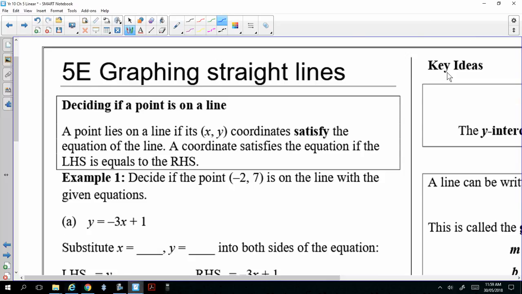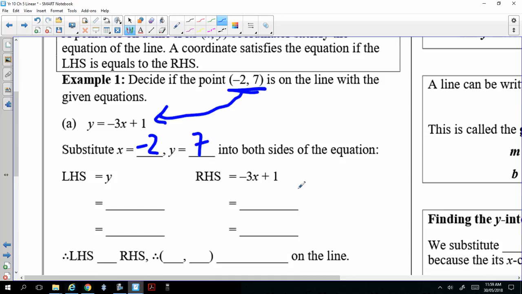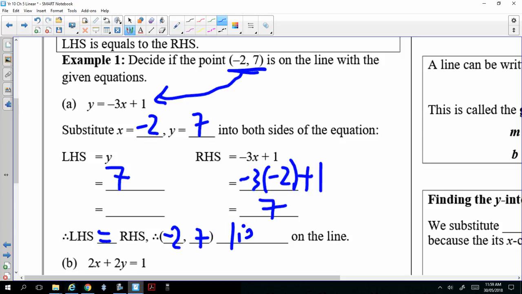Okay, so how do I know if a point lies on a line? We just have to substitute. To check whether this point lies on this line, we substitute -2 into x and 7 into y. On the left side is y equal to 7. On the right side, you write -3 times -2 plus 1, which is equal to 7. We see they are both equal to each other, so you write left hand side equals right hand side, therefore (-2, 7) lies on the line.